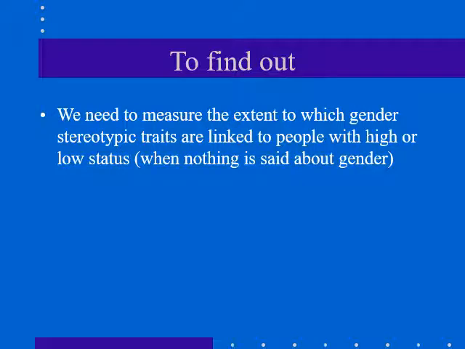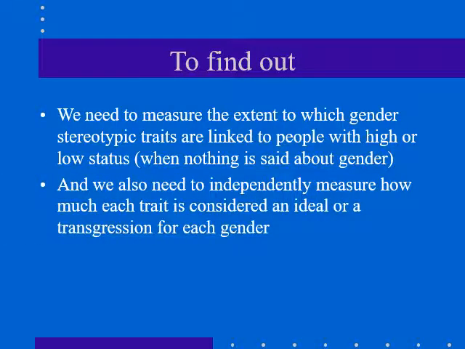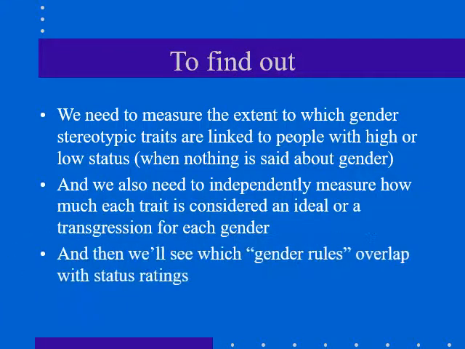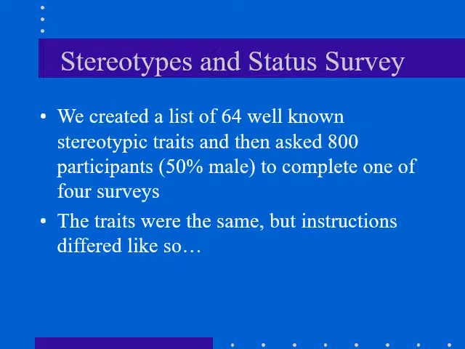So to find out, we need to measure the extent to which gender stereotypic traits are linked to people with high status or people with low status when nothing is said about gender. And we also need to independently measure how much each trait is considered an ideal or a transgression for each gender. Then we'll see which of these gender rules overlap with status ratings. So my colleagues and I created a list of 64 well-known stereotypic traits, and then we asked 800 Rutgers undergraduates, half of them guys, to complete one of 4 surveys.